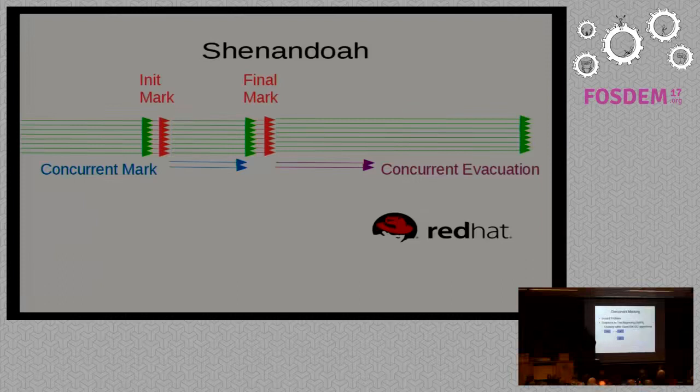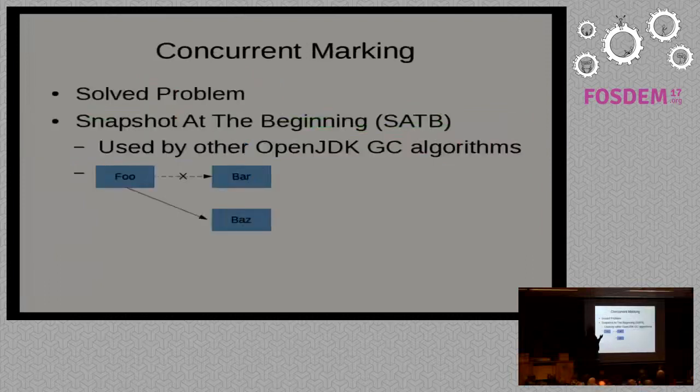So the concurrent marking part of that is a solved problem. CMS, G1, and Shenandoah all use basically the same snapshot at the beginning algorithm. All that means is that if you update a pointer, it used to point to bar and now it points to Baz. If you're in the middle of a concurrent marking cycle, you have to be sure that bar stays alive because it was alive at the beginning of concurrent marking. So all it is, is a barrier that adds bar to the things to be marked.